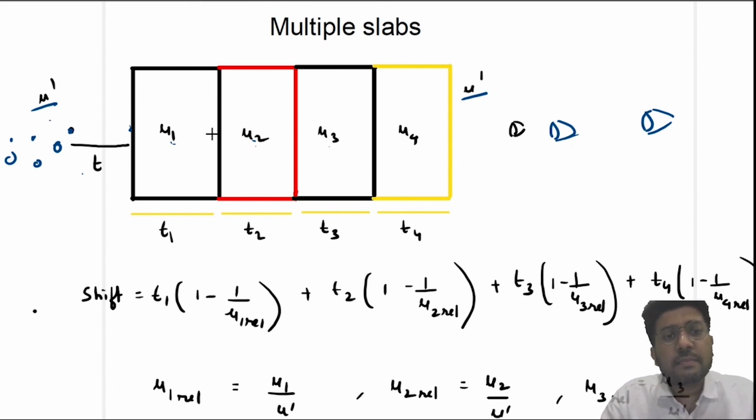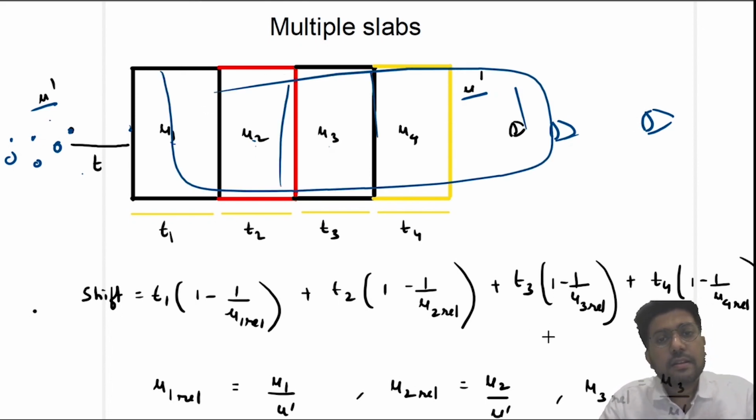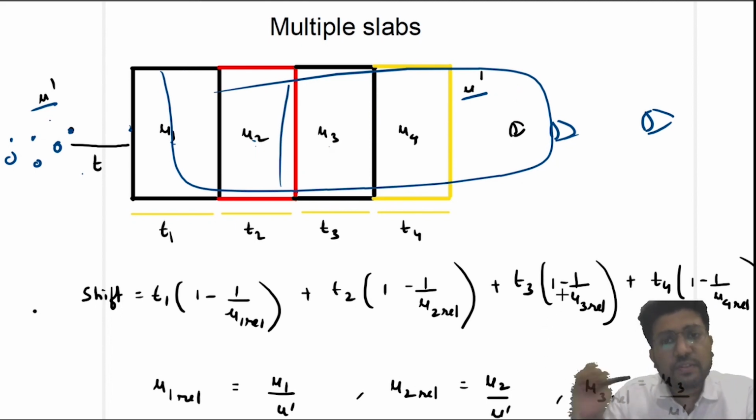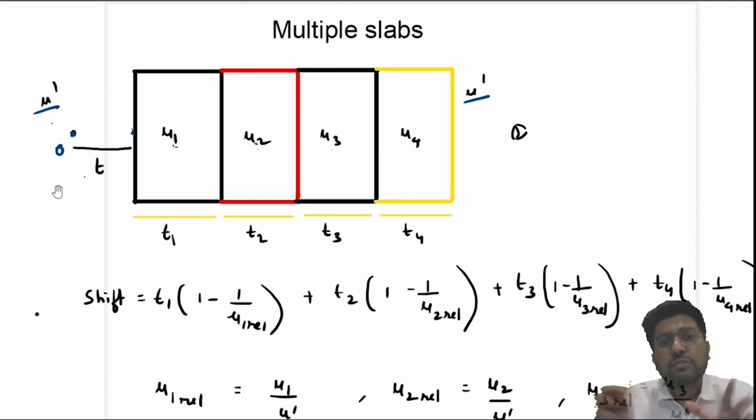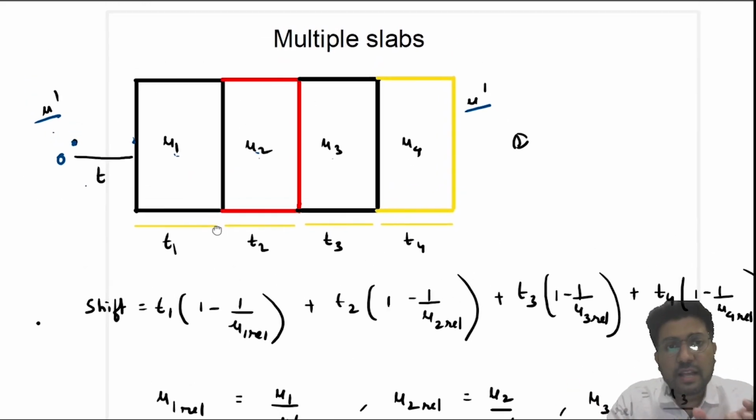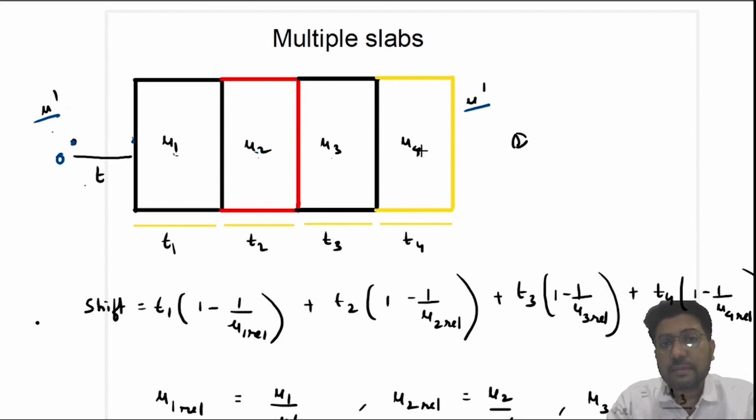Okay. Similarly it is independent of the position of the slab, that means the slab can be here. So the shift is independent of the position of the slab, the object and the observer. It depends only on the thickness of the individual slabs, right? So basically you have to take the sum of the shifts due to all the slabs, right?